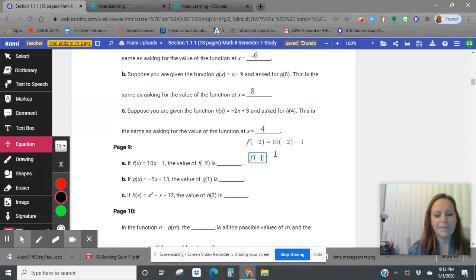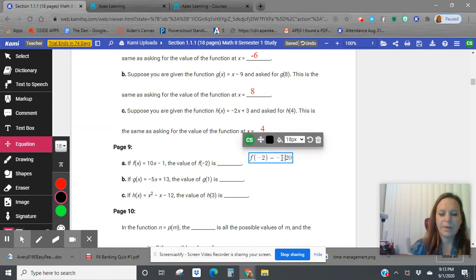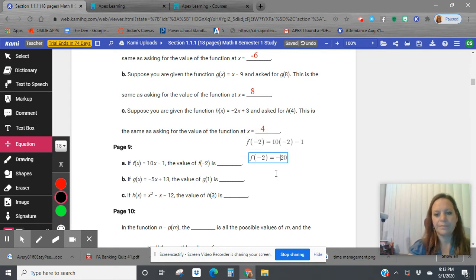Next step, f of negative 2 equals, and we're going to simplify a little bit. First, using PEMDAS, I'm going to multiply. 10 times negative 2 is negative 20 minus 1. And then final step, f of negative 2 equals negative 21. And that's my answer that I'm going to place here on the line.